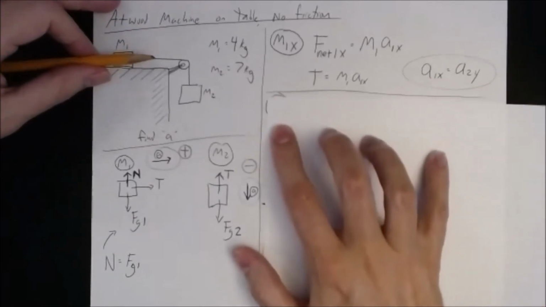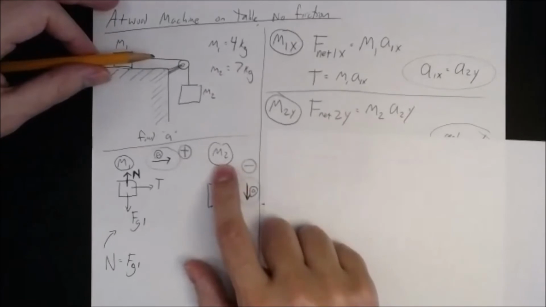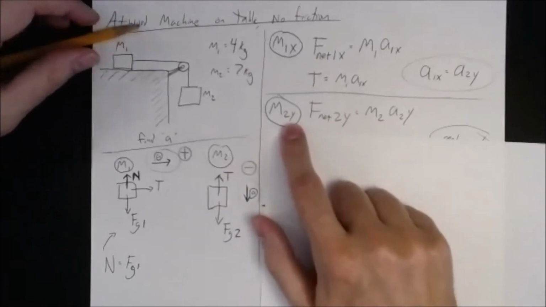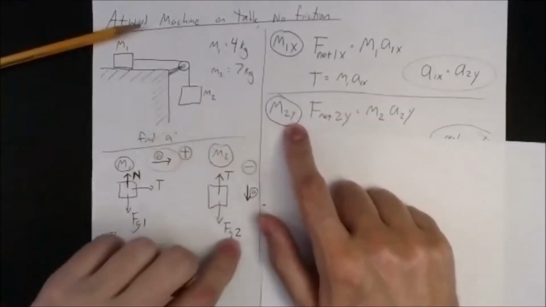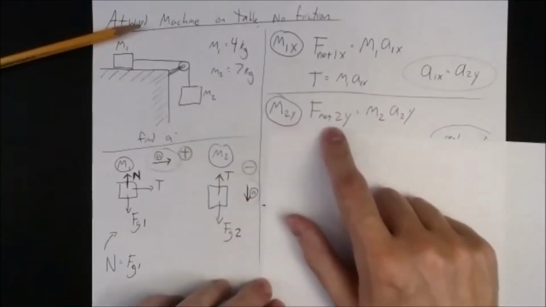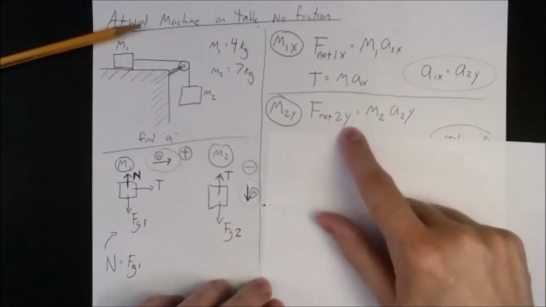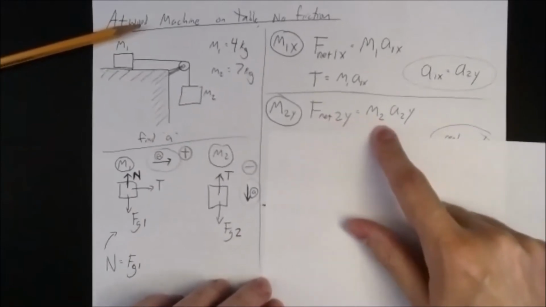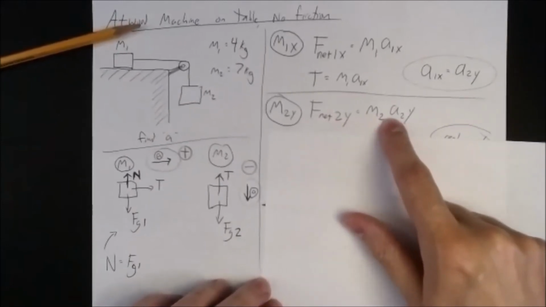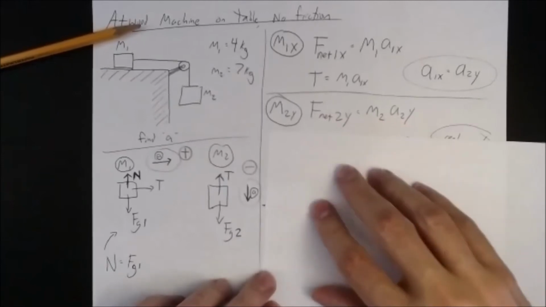So what do we do? We move on to block 2. We say M2y because everything interesting happening to block 2 is in the y direction. So we have the net force on block 2 in the y direction is equal to M2, the mass of block 2, times the acceleration of block 2 in the y direction.